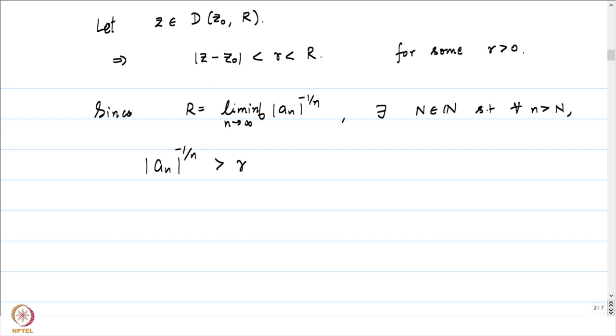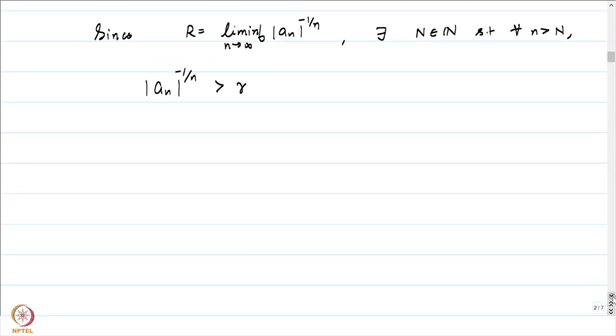If there is no such N, we would have infinitely many n such that |a_n|^(-1/n) is less than or equal to small r. But that would imply that the lim inf is less than or equal to small r as well. We know that the lim inf is equal to capital R, and that small r is strictly less than capital R. And hence that would be a contradiction. Hence this should necessarily happen.